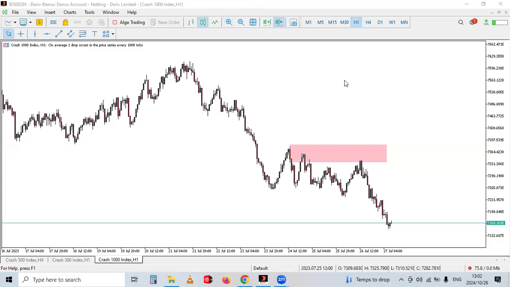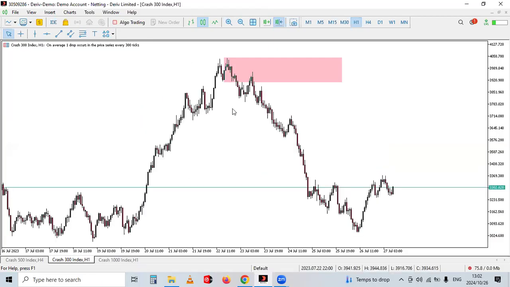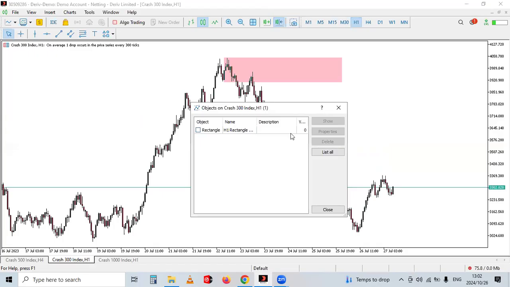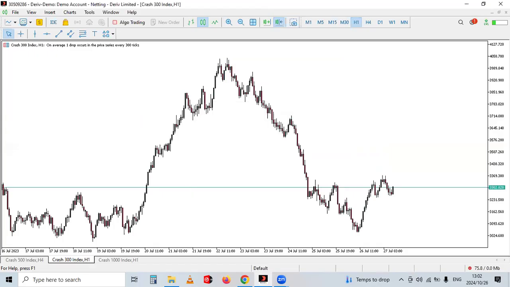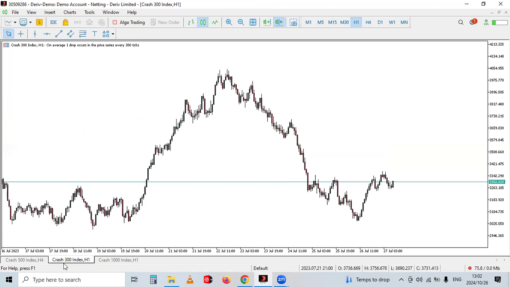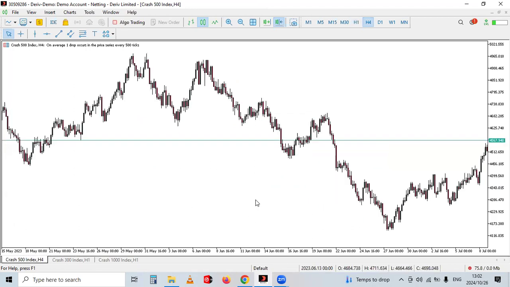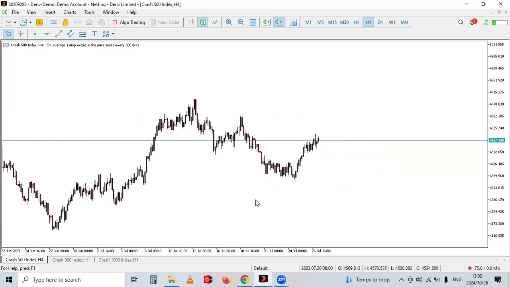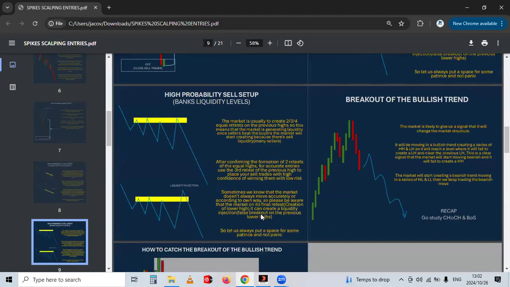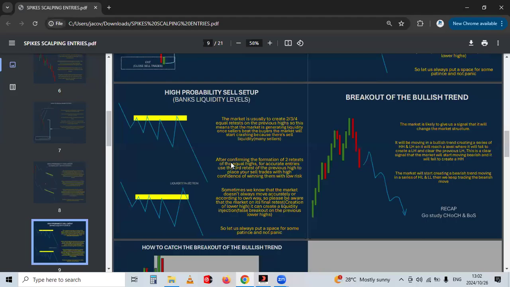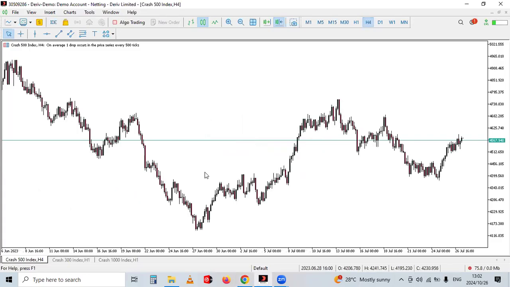Let me just change the chart. Let's go to this one. Okay, this is not the exact setup that I need. I need something like this. Let's check the second example. Oh, something like this. Okay, this setup, guys, is where the market will retest the previous highs, which are on an equal level. So let's go to the chart and search for this one.